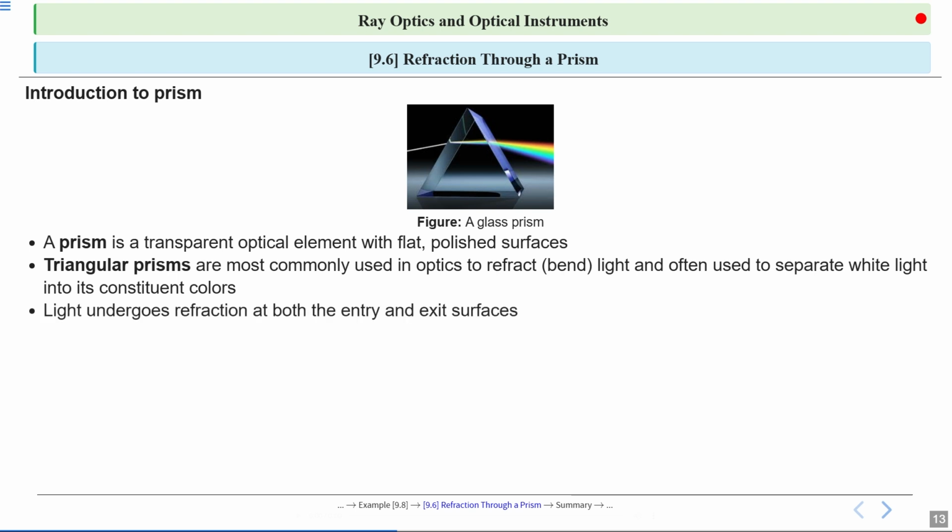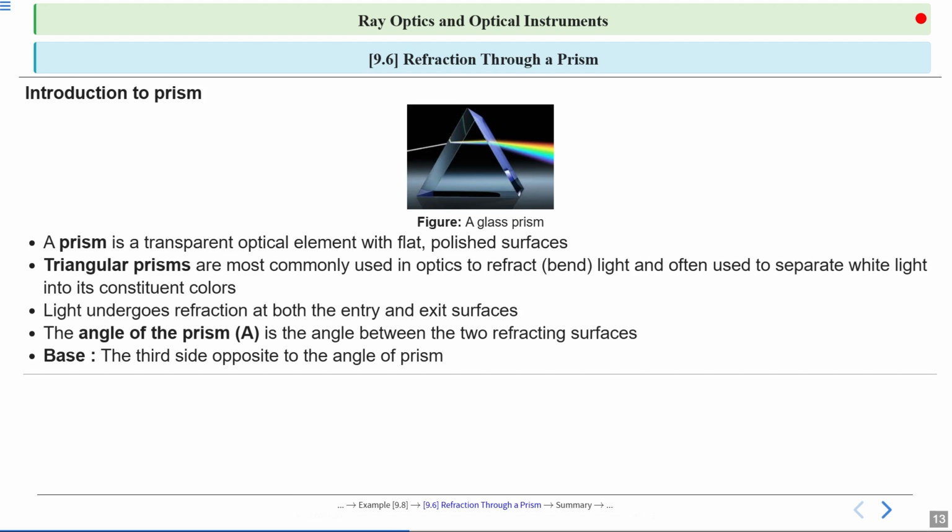As light enters and exits the prism, it undergoes refraction at both the surfaces. This dual refraction is what causes the bending and separation of light, making the prism a valuable tool in optical experiments and instruments. The angle of prism denoted by A is the angle between the two refracting surfaces. This angle plays a critical role in determining how much light will bend as it passes through the prism.